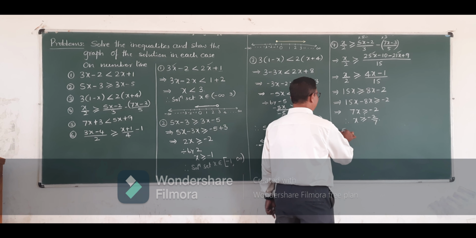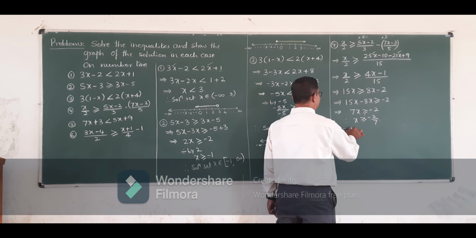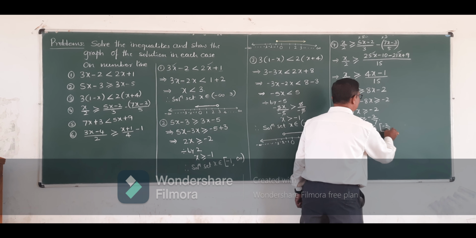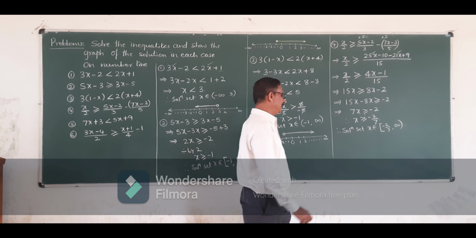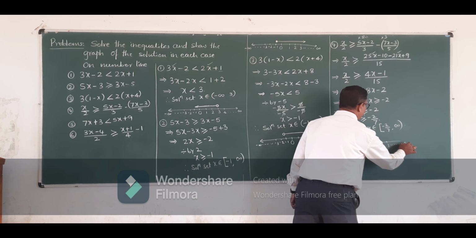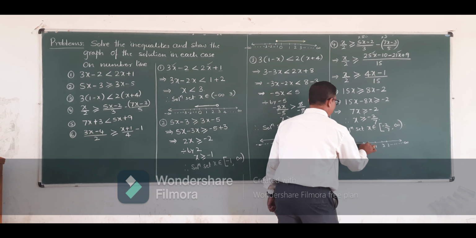Therefore x is real number, therefore solution set x belongs to more than or equal, closed at minus 2 by 7, open at infinity. Draw the number line. 0, 1, 2, 3 and so on infinity. Here minus 1, minus 2, minus 3 and so on.